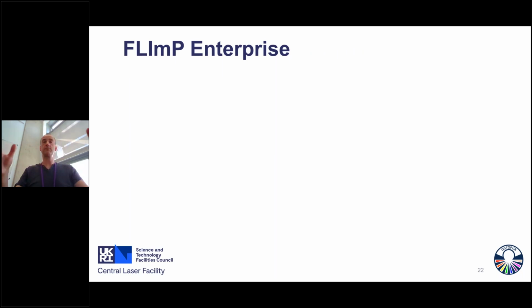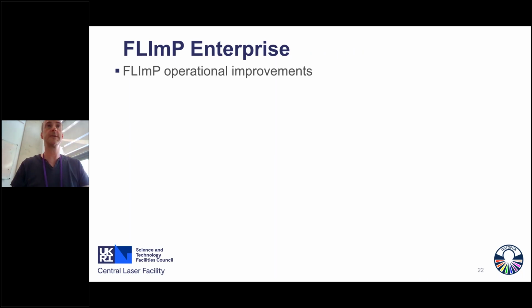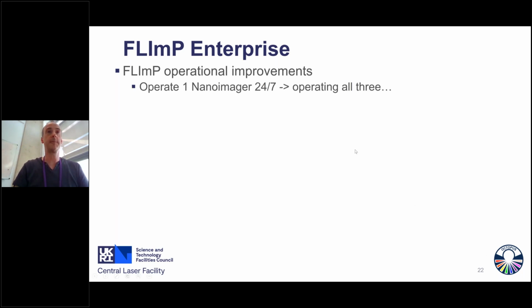So just thinking briefly on what we're going to do next. We're looking at FLImP operational improvements. A lot of FLImP, we've been developing the method and driving it with our EGFR work. And this has all been done with essentially one Nanoimager running almost 24/7 for several years. We actually do have more Nanoimagers, and so one step is to go from operating one 24/7 to all three.